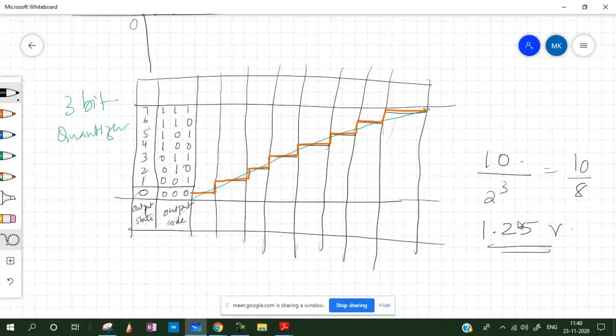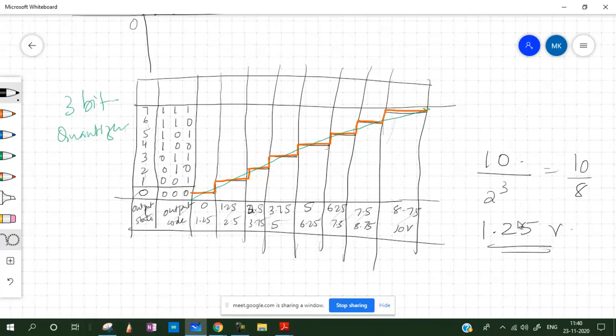So obviously we write here 0 to 1.25 volts. This refers to 1.25 to 2.5 volts. This refers to 2.5 to 3.75 volts. 3.75 to 5 volts. This is 5 to 6.25. This is 6.25 to 7.5. 7.5 to 8.75. 8.75 to 10 volts.